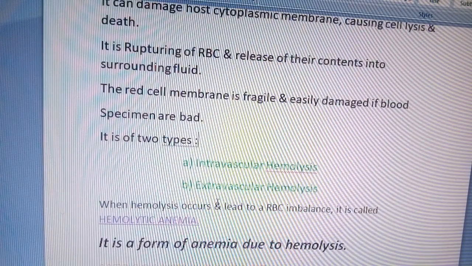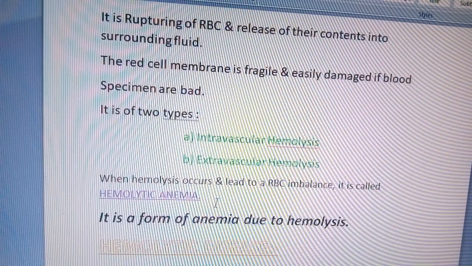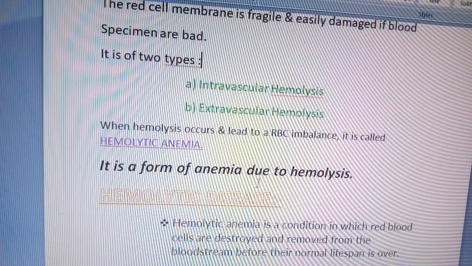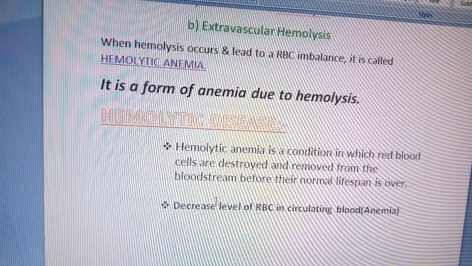It is of two types. One is intravascular hemolysis and the other is extravascular hemolysis. When hemolysis occurs and leads to an RBC imbalance, it is called hemolytic anemia. It is a form of anemia due to hemolysis. Now I am going to my topic, that is hemolytic anemia.